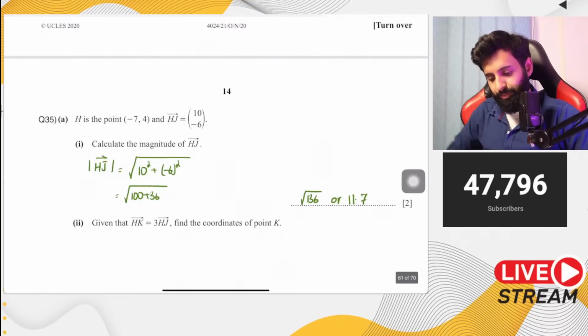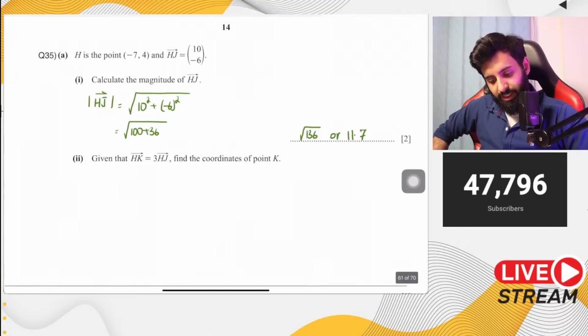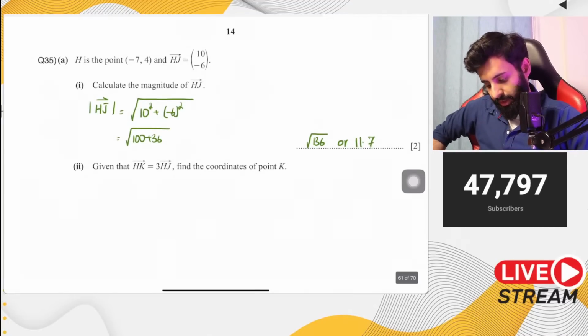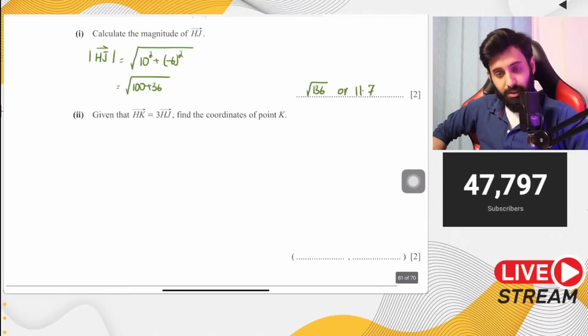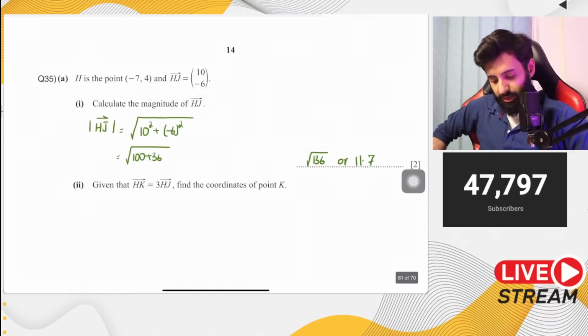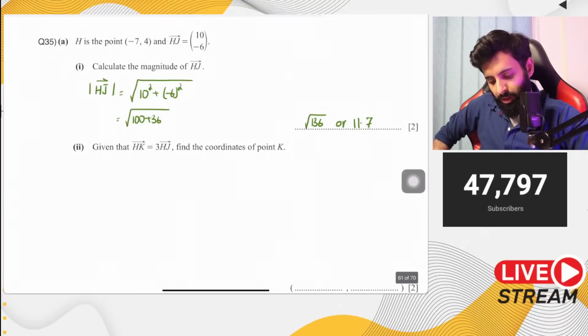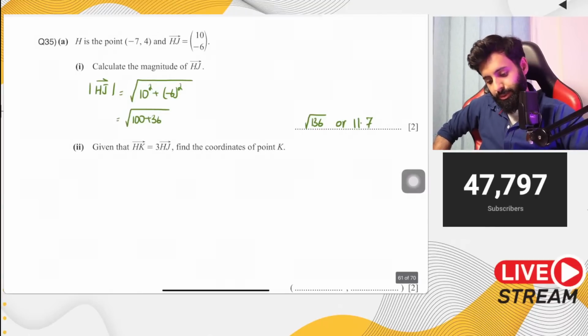Okay. Then it says HK is equal to 3 times HJ. Find the coordinates of point K. Okay, so make sure to look at the marks as well. So here are the marks. It's a 2-mark question. So that means maybe not a lot of working required. But yeah, there is definitely some working that's required.